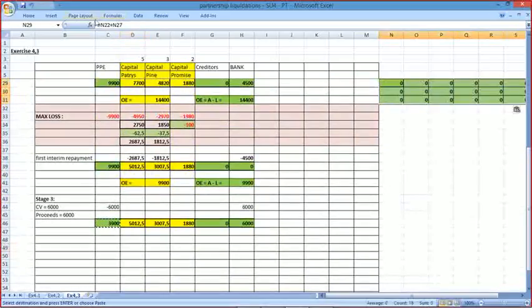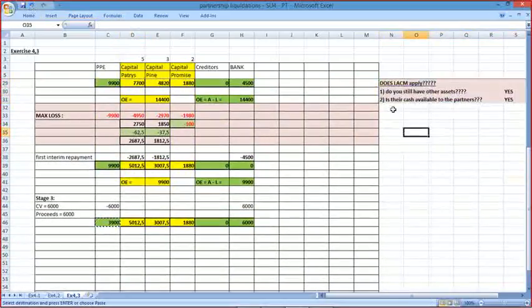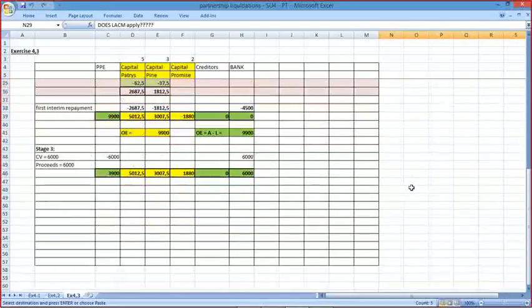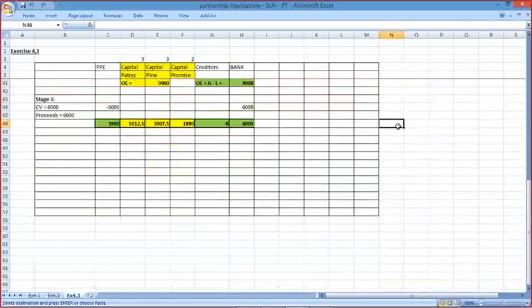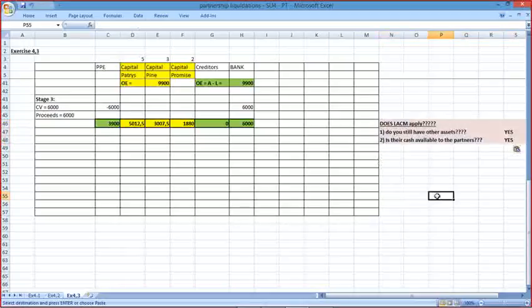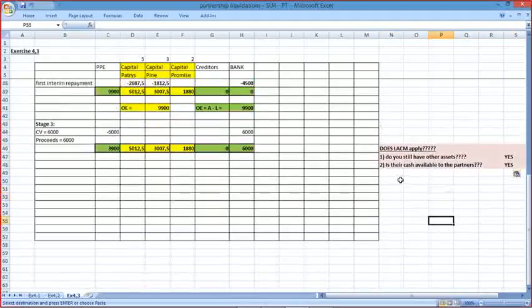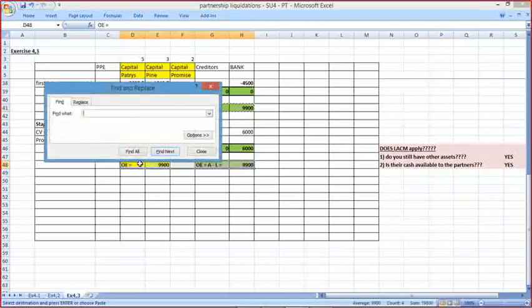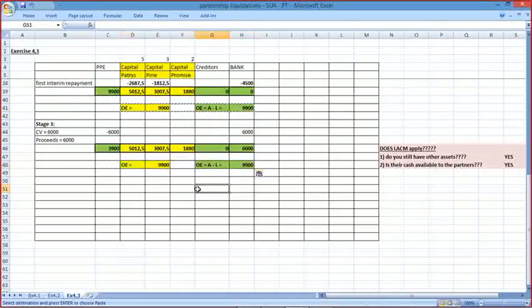So the first question is, do we still have cash? And the answer is yes. And the other, do we still have assets? And the answer is also yes. So we must pay them out. So we apply the loss absorption capacity method. Good. Okay, before you tell me how to do that, I just want to quickly check this. Does that still balance? Yes, it does. Okay, so I'm happy with that. Now you can continue. Keep going. Tell me what to do.